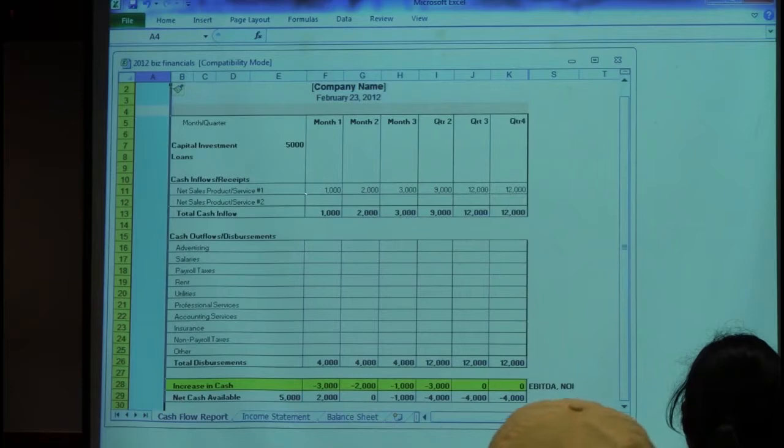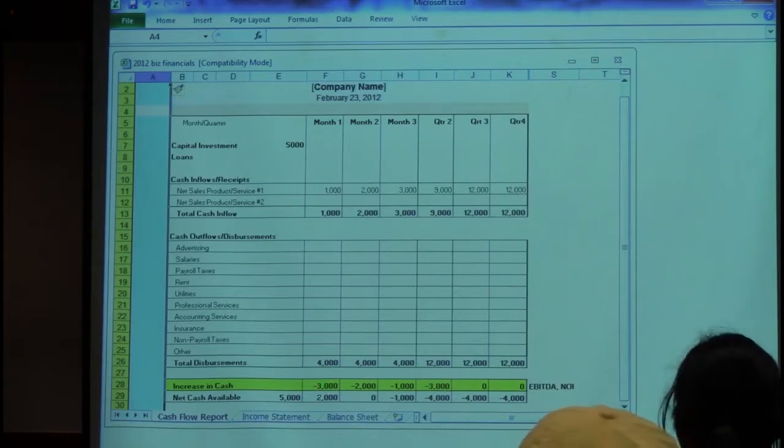Then we put the receipts up here, net sales of product 1. We could have made this, of course, very intricate and complex, but just putting a couple of numbers to show what the cash flow does. Total disbursement, we just put in those numbers again. And you see the effect of the cash flow statement. Started out with 5,000, made 1,000, paid out 4, so you have a decrease in overall cash, and that's the cash that you have available going into the second month.